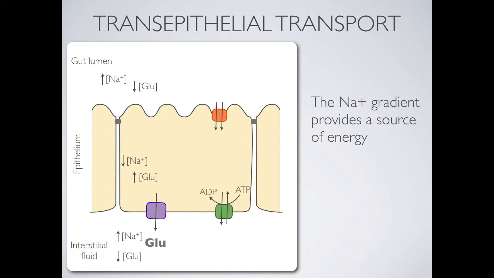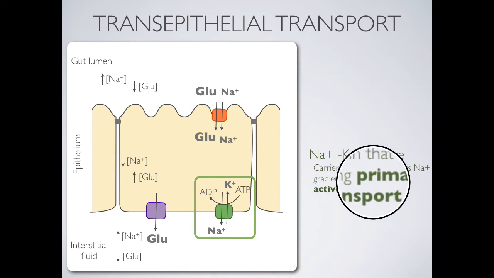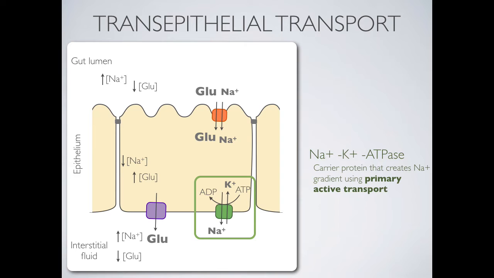So let's just summarize what we've established here in terms of energy. We've got sodium potassium ATPase. It's burning ATP to create the gradient in sodium. It also creates a potassium gradient, but that turns out not to matter for this story. We call that primary active transport, and that term refers to the fact that this protein hydrolyzes ATP directly.